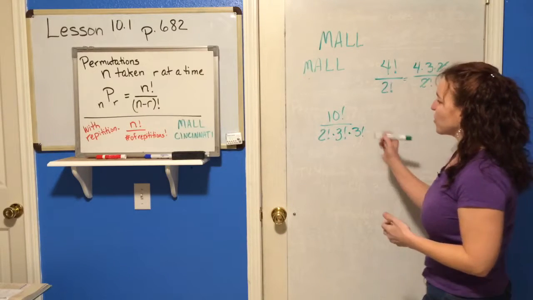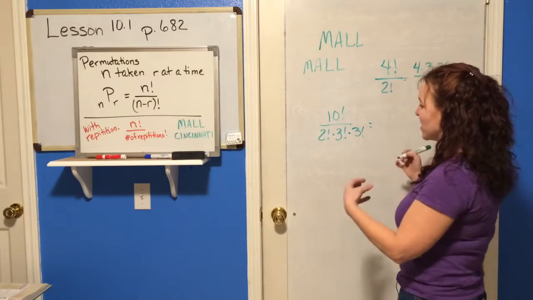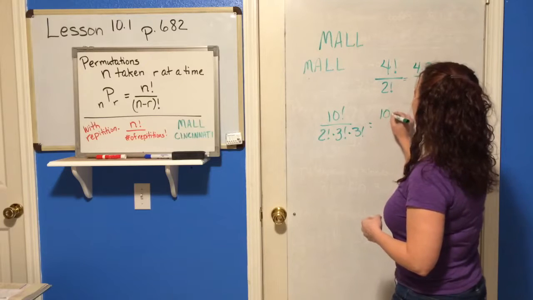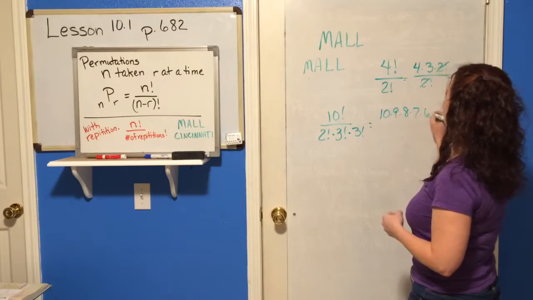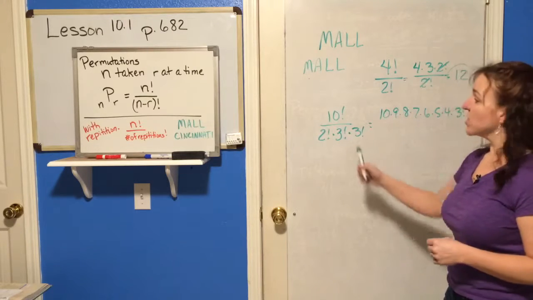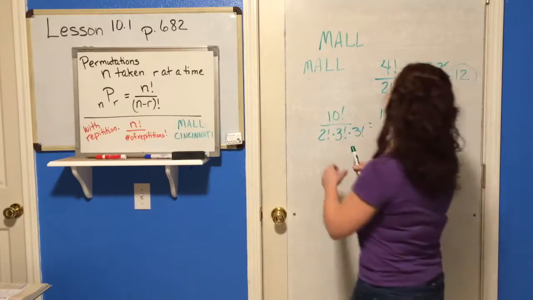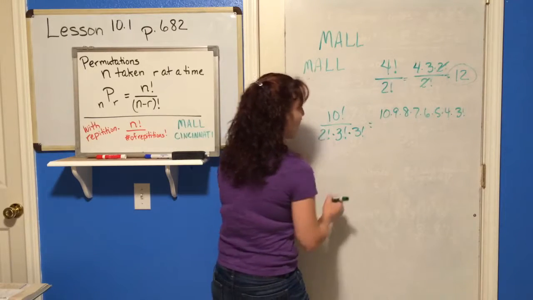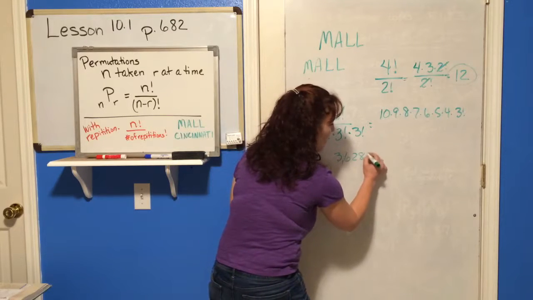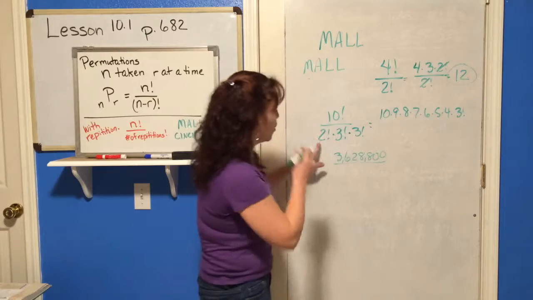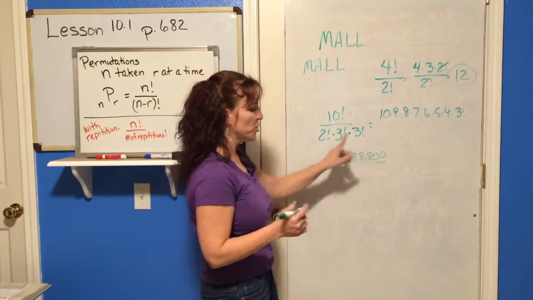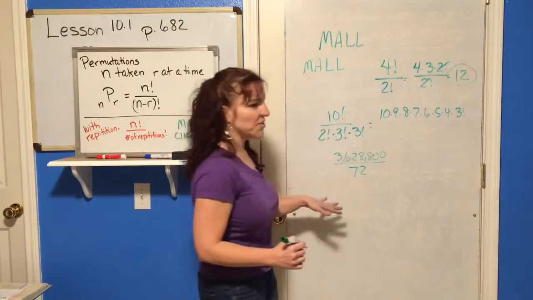So in this case, we can either take 10 factorial and then divide by each of these. What I would do, let's see, is 10 times 9 times 8 times 7 times 6 times 5 times 4 times 3 factorial. And in all honesty, with this one, I probably would just put it into your calculator. 10 factorial is a big old number, 3,628,800. And then 2 factorial times 3 factorial times 3 factorial is 2 times 3 times 2 times 3 times 2, which is 72. And then divide those numbers.